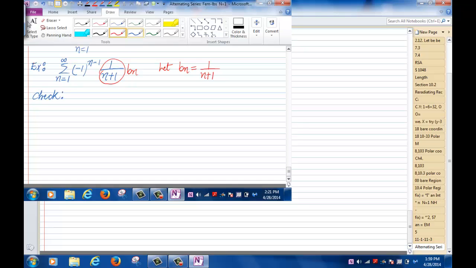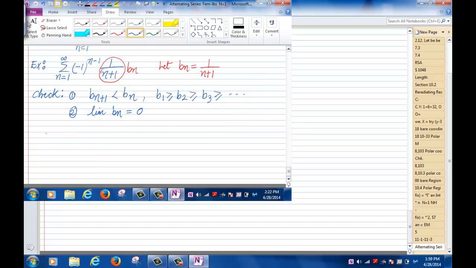And I have to check that Bn is what? Check 1, that Bn is decreasing. That means I have to show what? The n plus first term is always less than the nth term for any n, right? In other words, you have to check that B1 is larger than B2, is larger than B3, is larger than and so on. And then the second thing I have to check is that the limit of Bn is 0.